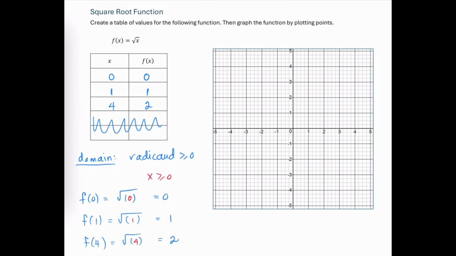Now let's plot these ordered pairs. So we have (0, 0), (1, 1), and (4, 2). We could collect more ordered pairs, but this is enough to give you the general idea of the shape of this function. It's essentially half a parabola opening off to the right. And the ordered pairs that we're going to want to call our points of interest are these 3. (0, 0), (1, 1), and (4, 2) are the points that we'll keep track of if and when we apply a transformation to the square root of x graph.